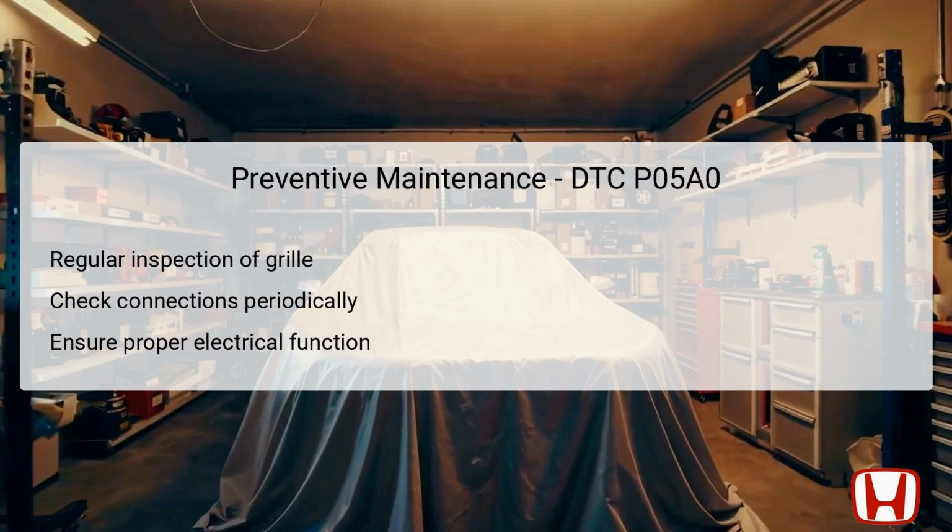Preventive maintenance is essential for avoiding future issues related to the shutter grille assembly. Regular inspections should be conducted to check for physical damage, foreign materials, or fixation issues. Checking electrical connections periodically can mitigate risks of poor connectivity that lead to DTCs. Ensure that the shutter grille operates smoothly by monitoring how well it adjusts to various conditions.